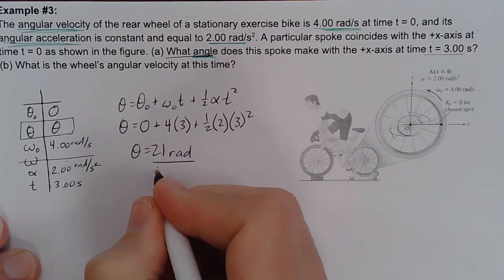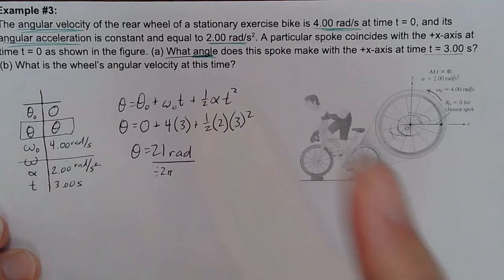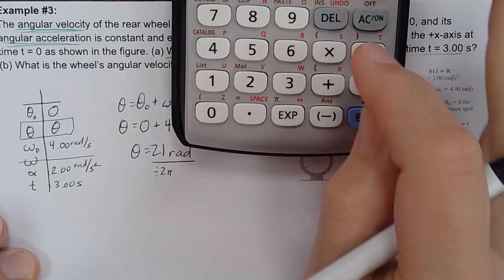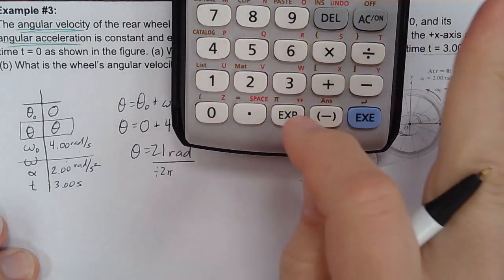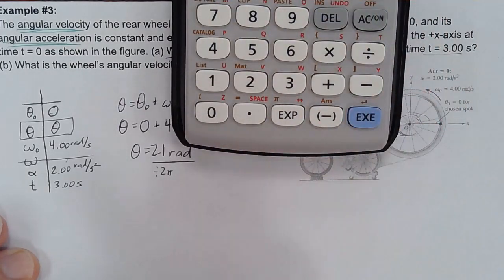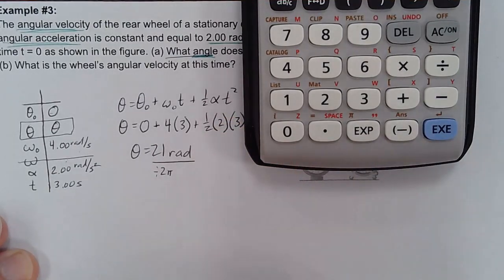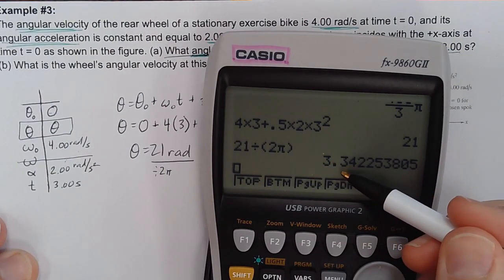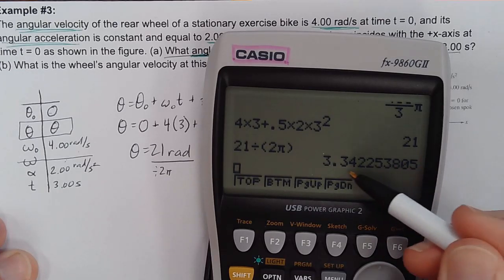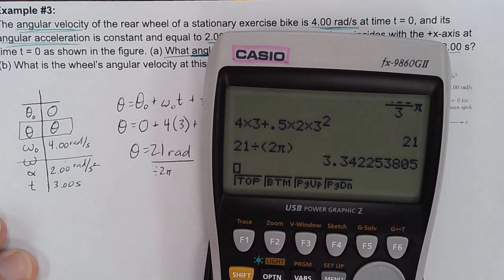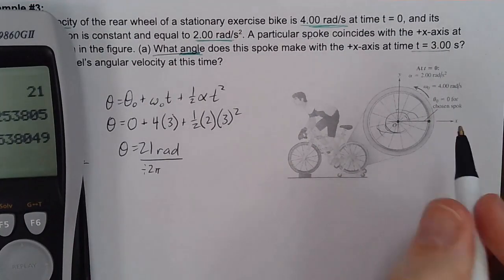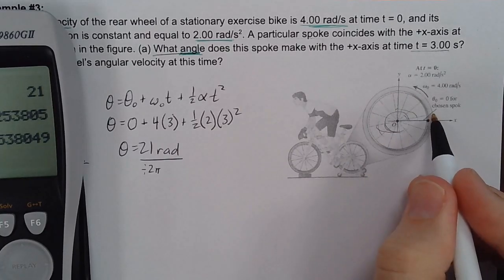And so we're going to take that and divide it by 2 pi to find out how many times we go all the way around. So if we go 21 divided by 2 pi, then we get 3.3422. So I'd get 3 full cycles, and then I'd get this many partial cycles. So what I'm going to do is subtract off the full cycles, because I made 3 complete cycles, right?